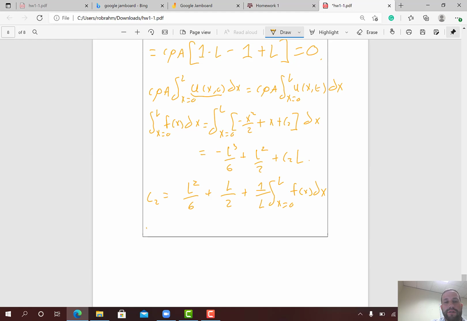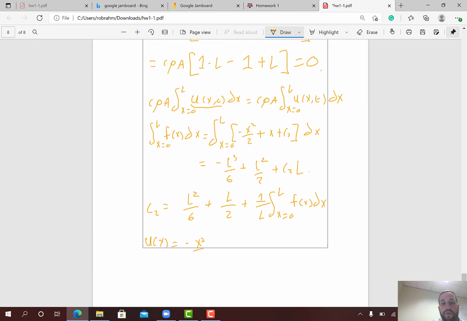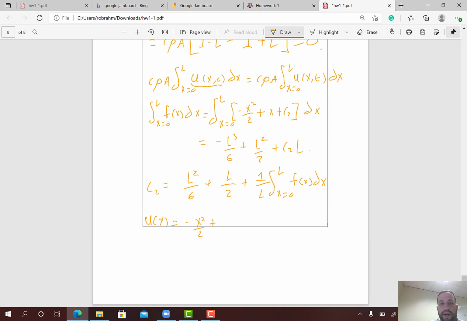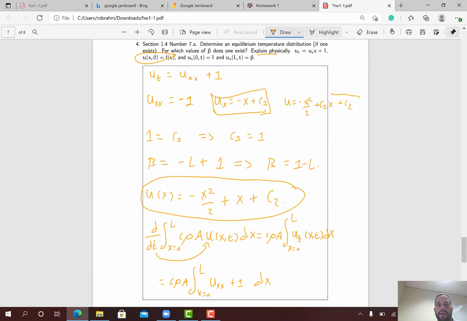And then the equilibrium temperature distribution is going to be u of x is equal to minus x squared over 2 plus x plus c2, which is L squared over 6. Actually, this is a minus sign there. Plus L squared over 6 minus L over 2 plus 1 over L times the integral from x equals 0 to L of f of x dx. Okay, so now I want to do this explain physically part.